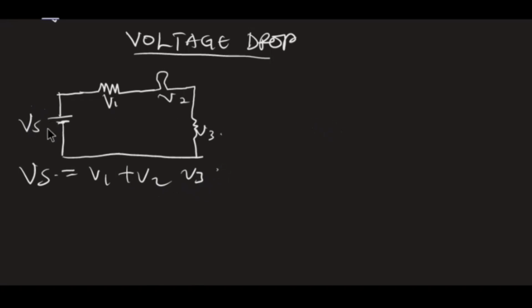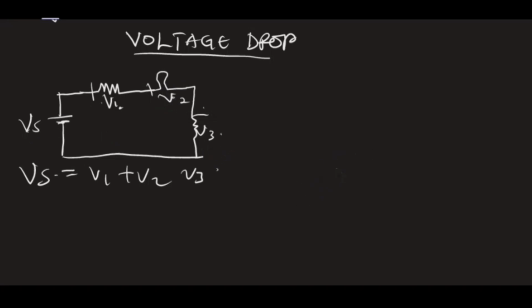So the total voltage is equal to the sum of the voltage drops across each element, and this obeys Kirchhoff's loop law. The total energy is constant. So the voltage drop across this will sum up to this plus this one, and that is the application of voltage drop.